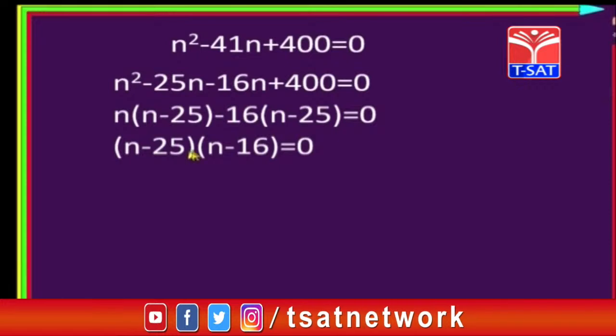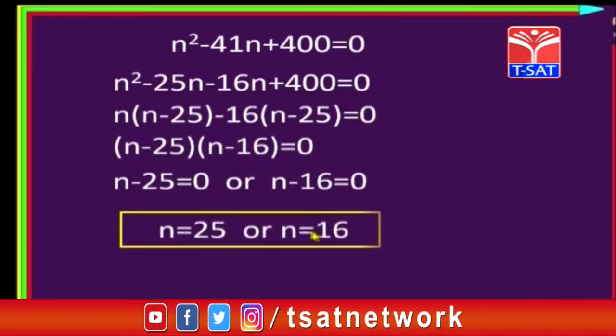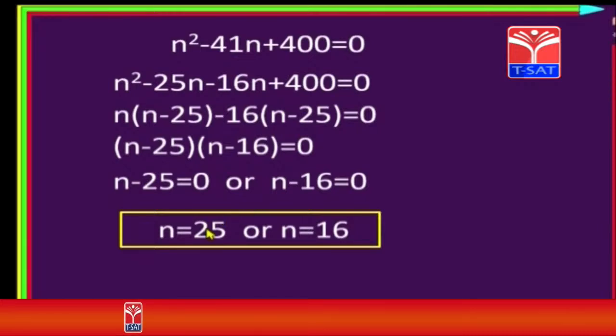So n minus 25 into n minus 16 is equal to 0, and if the product of two terms is 0, either a is 0 or b is 0, right? So here either n minus 25 is 0 or n minus 16 is 0. So bring minus 25 to the right hand side, then n is equal to 25 or n is equal to 16. Now check whether both are valid or not. Sometimes the values we got for n are not satisfied, so for that we have to check.